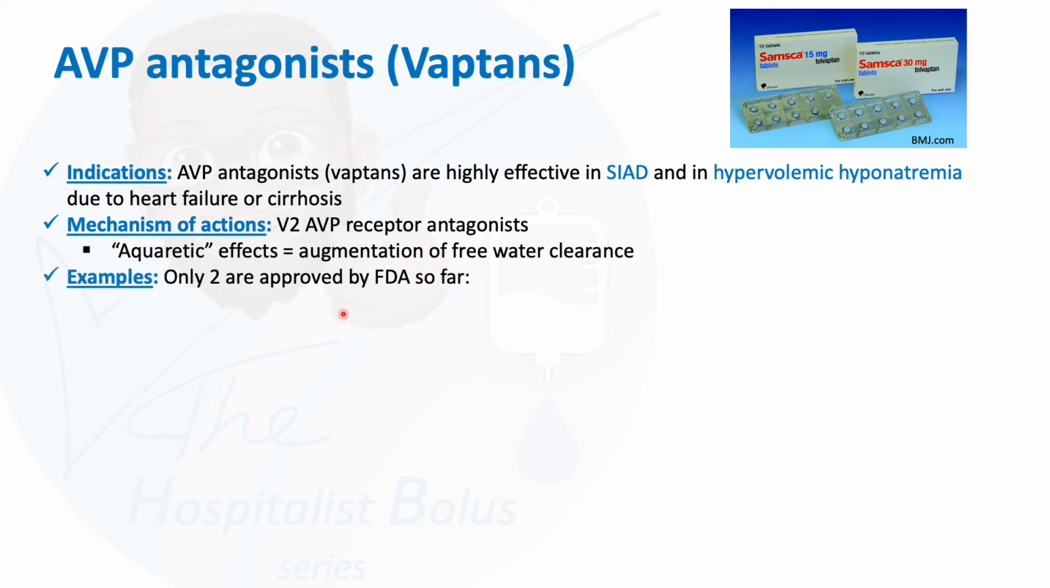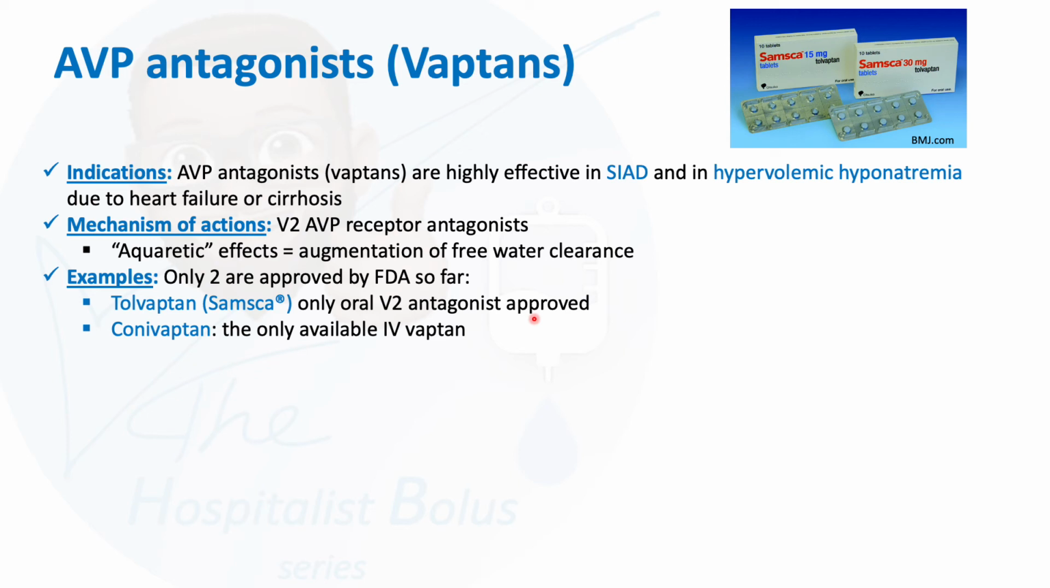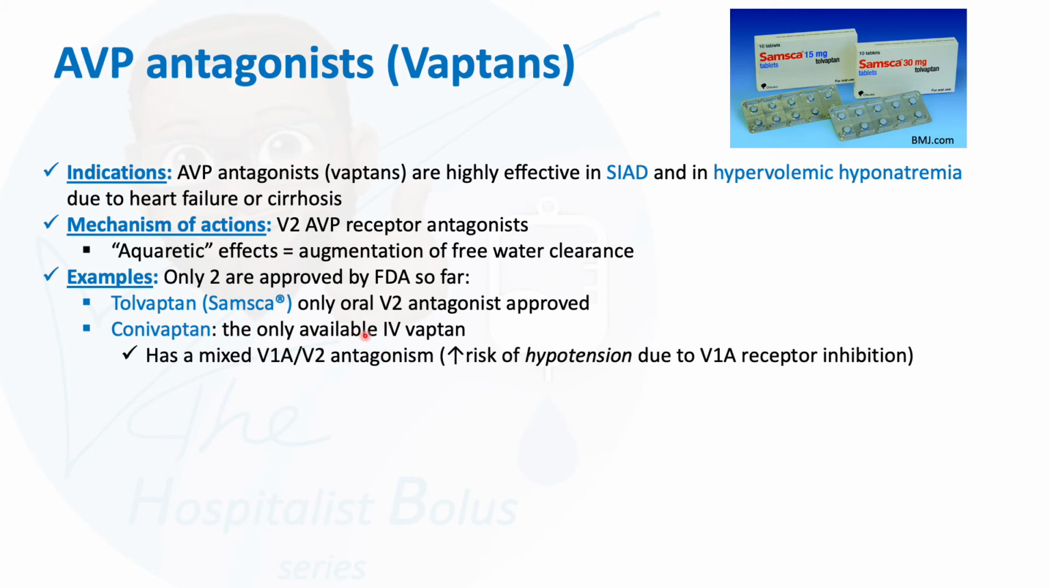There are only 2 of them approved by the FDA. At the time of this video, there is tolvaptan, which is available orally, and as far as I know, it's the only oral AVP antagonist that so far has been approved. And there is conivaptan, which is only available in IV form. The IV form, conivaptan, has mixed V1A and V2 antagonism. So acting on the vasculature, as you can imagine, they might cause vasodilation or prevent vasoconstriction, and they might increase the risk of hypotension. So you have to monitor for that.